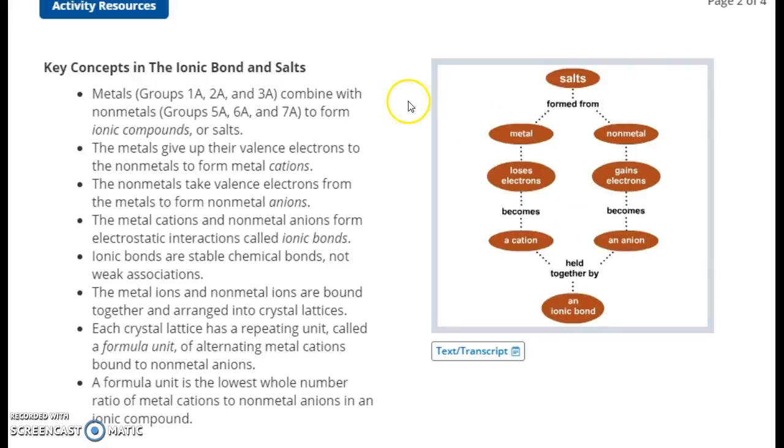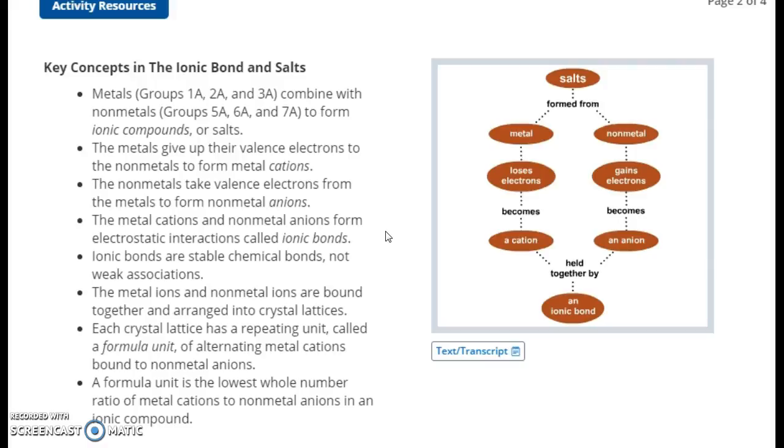to each other. Metals, groups 1 through 3A, combine with nonmetals, groups 5 through 7A, to form ionic compounds or salts. So remember, table salt, NaCl, is of course what we commonly call salt, but salts are any ionic compound. The metals give up their valence electrons to the nonmetals to form metal cations. The nonmetals take valence electrons from the metals to form nonmetal anions.